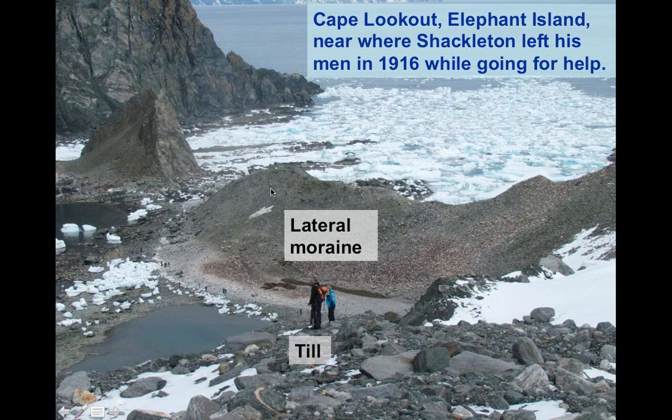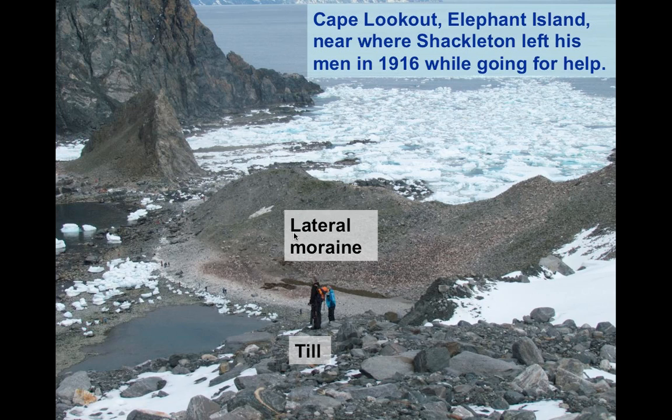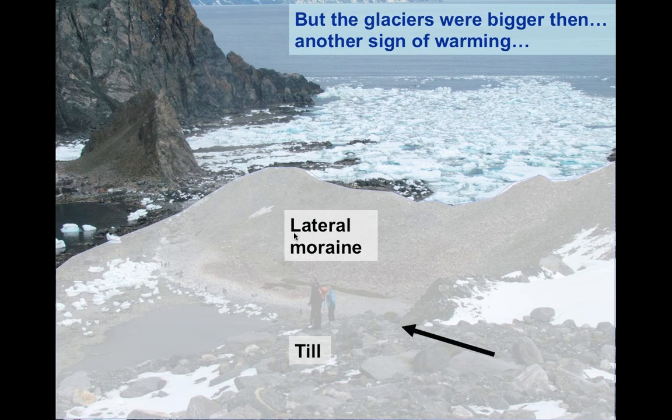But when he left them, the glacier was depositing this lateral moraine and this till. And in fact, when Shackleton was there, there was a glacier like that. It's now out of the picture, but it was up there 100 years ago. And so all around parts of the Antarctic, we see this melting. We see the effects of warming happening.